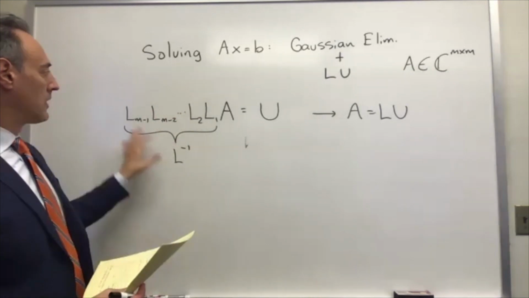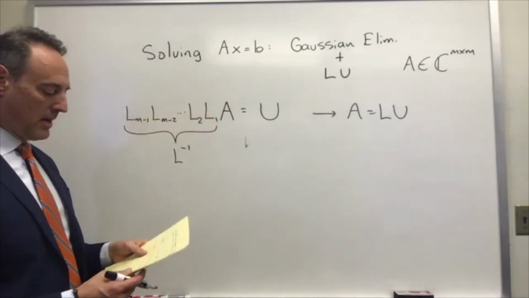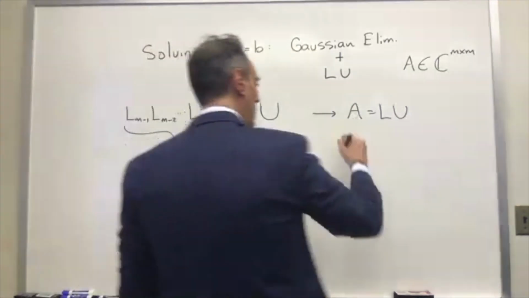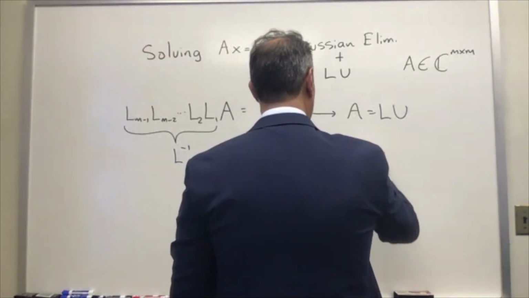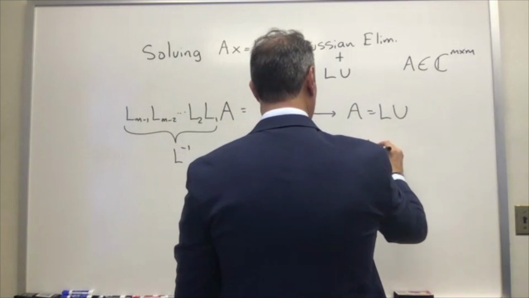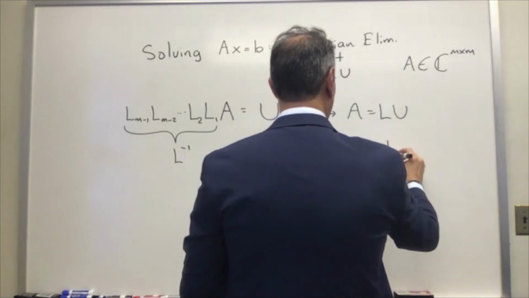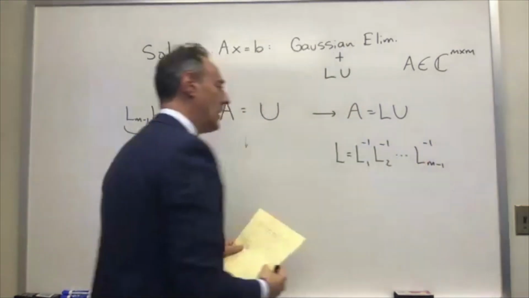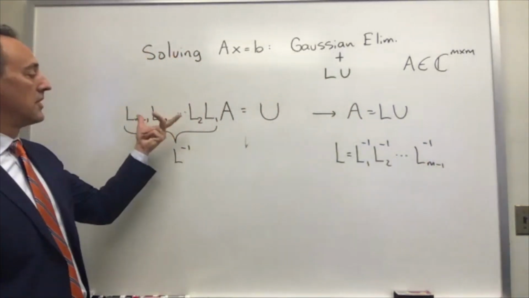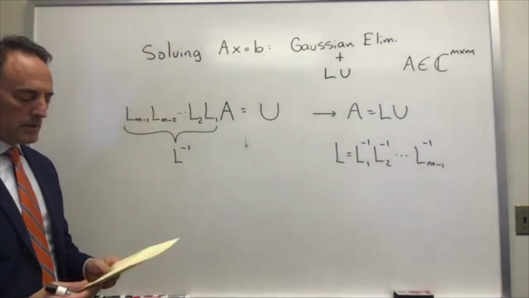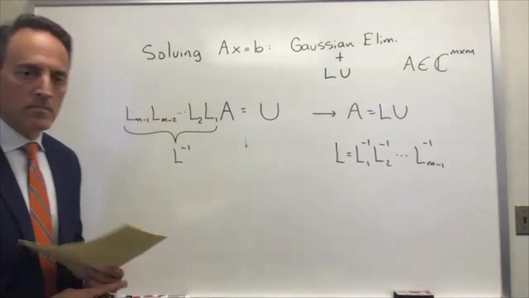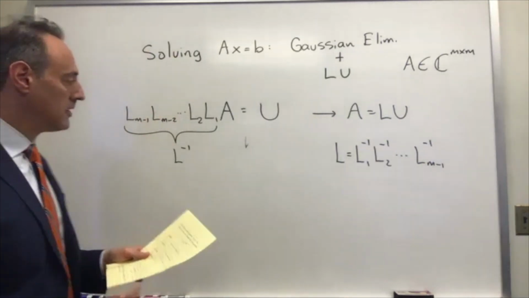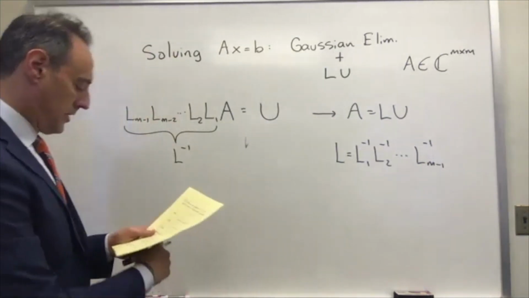By the way, if this is L inverse, and I take the inverse of that, then L itself will be something like this: L1 inverse, L2 inverse, all the way to L_{m-1} inverse. That's what L is going to be when I take the inverse of this. All right, so we're on our way to producing this LU decomposition.